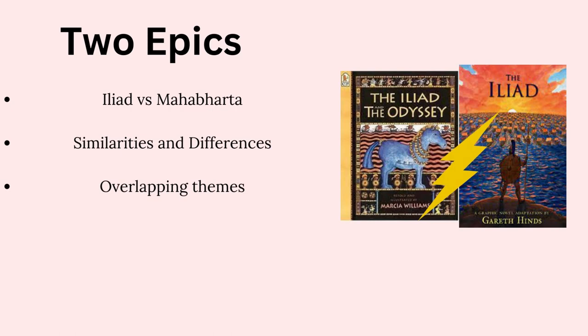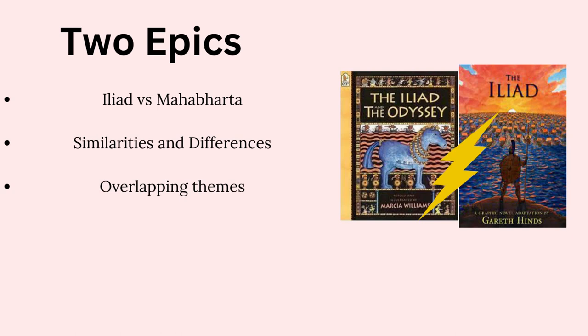The two stories that I decided to compare and contrast were the Iliad, a Greek epic, and the Mahabharata, an Indian epic. So, what exactly is an epic? It is a long poem, basically. The way it is written, it is more poetry style.